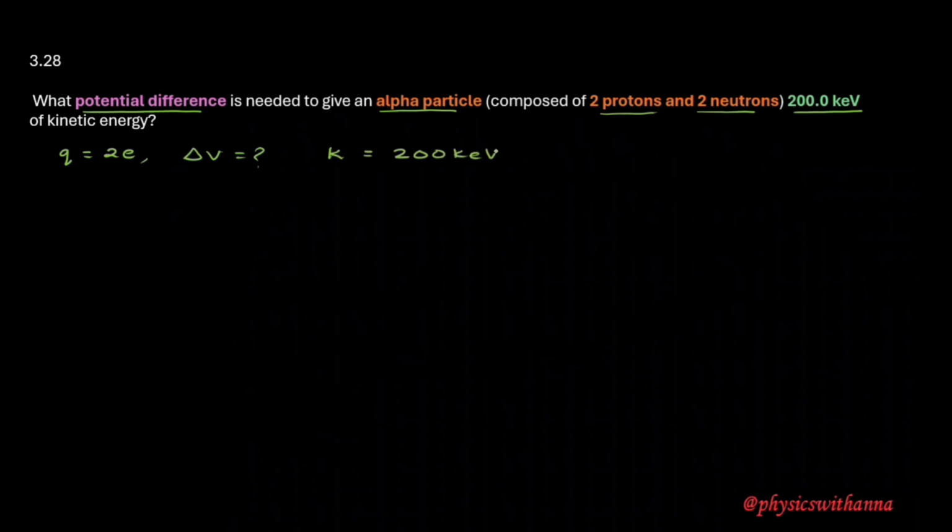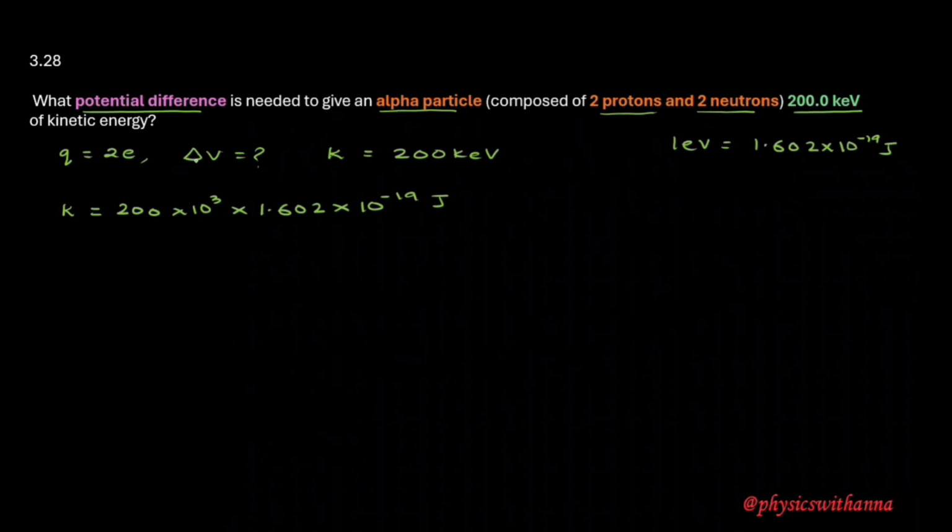kilo electron volt. Now 1 electron volt is equivalent to 1.602 times 10 to the power negative 19 joule. So I can convert this kinetic energy in electron volt to joule by multiplying with this number. So we write the kinetic energy of the alpha particle to be equal to 200. Kilo means 1000, so we multiply 200 with 10 to the power 3, and electron volt will be 1.602 times 10 to the power negative 19 joule. So this is the kinetic energy of the alpha particle.